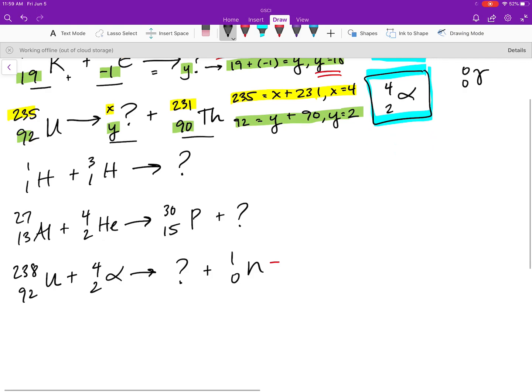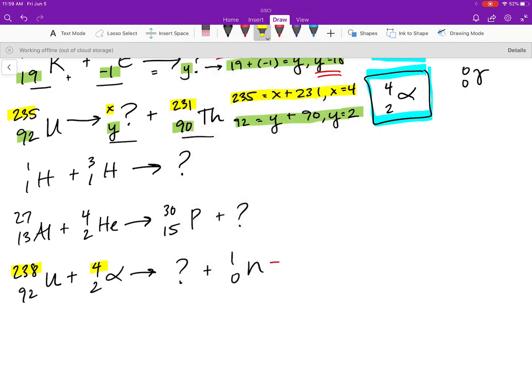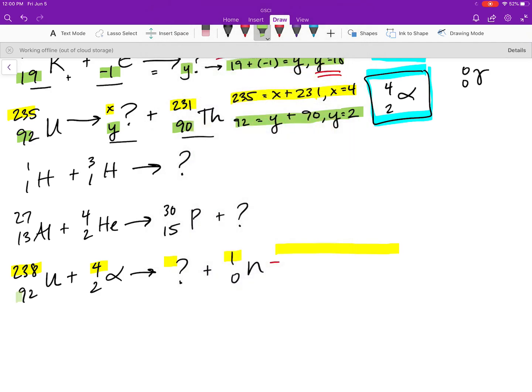So let's go down and do the last one. Now the reason why we're going to skip and do the last one is because there are 4. So we have 238 plus 4 yields what we don't know plus 1. So we're going to have a pretty long equation over there. And then we're going to take 92 plus 2 equals what we don't know plus 0, and a pretty long equation over here.